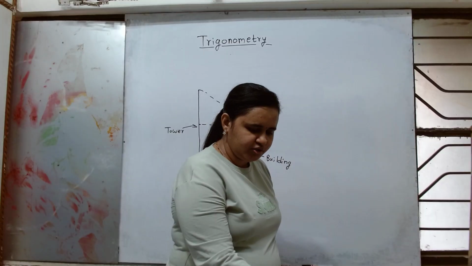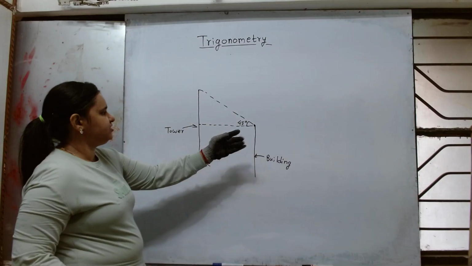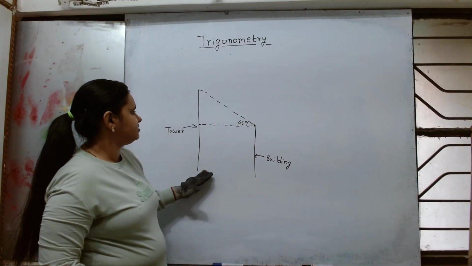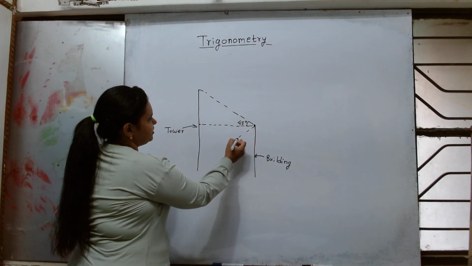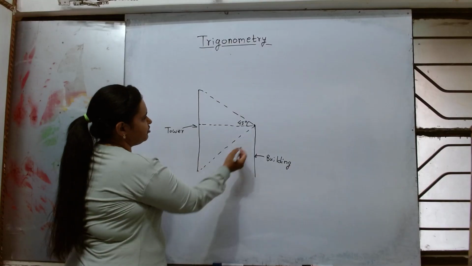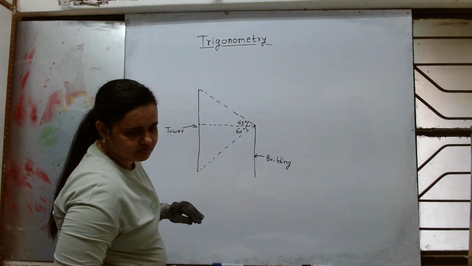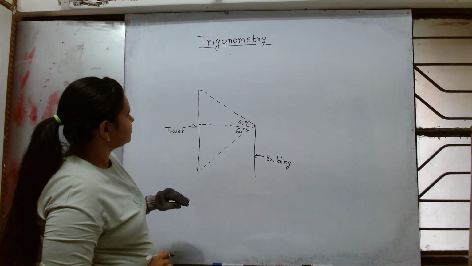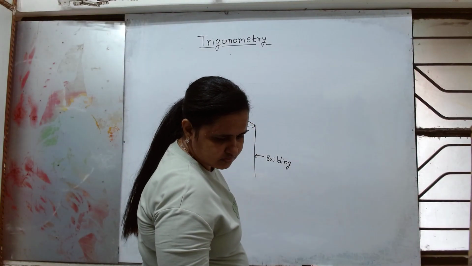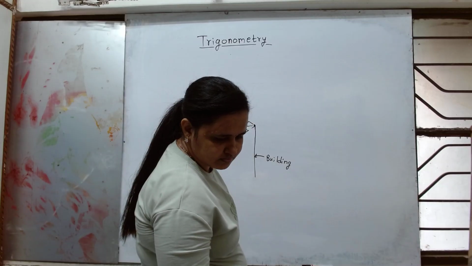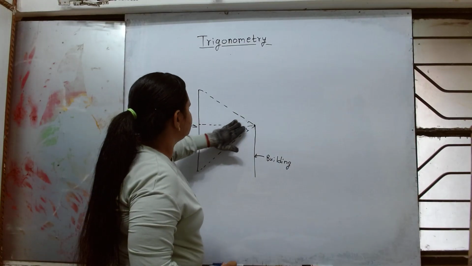And the angle of depression to its foot is 45 degree. Angle of depression means in the downward direction. From the top of the building, it is making an angle of depression. Depression means in the downward direction, it is making an angle of 60 degree. Sorry, I have written incorrect. I have changed the angles.